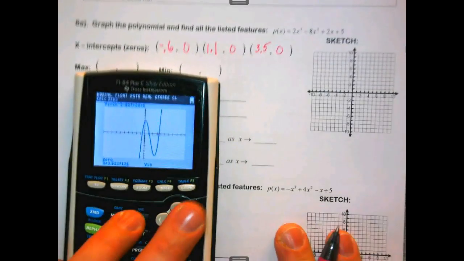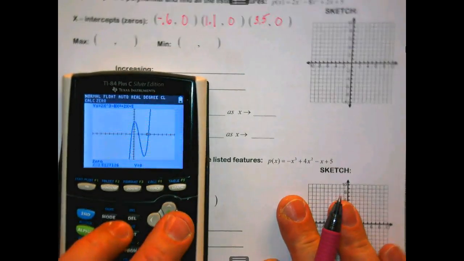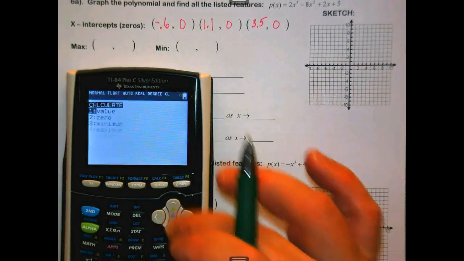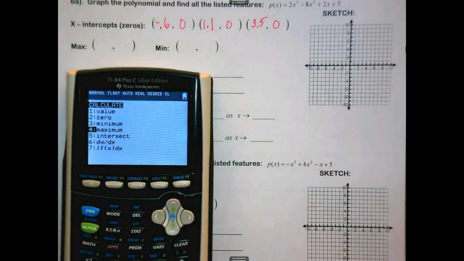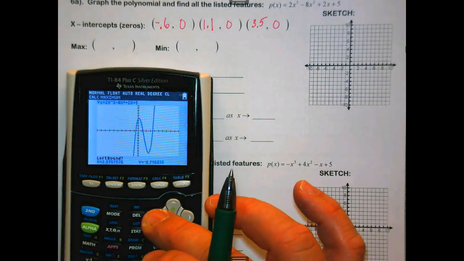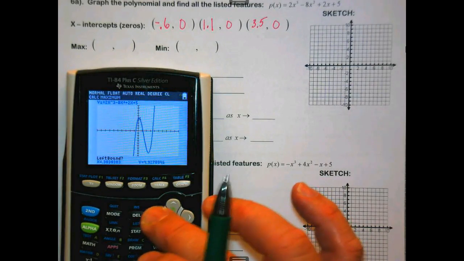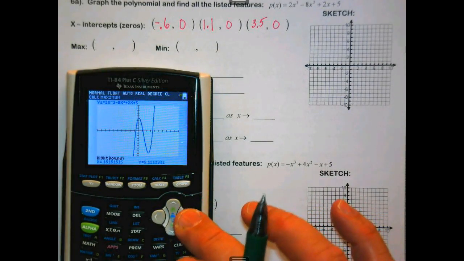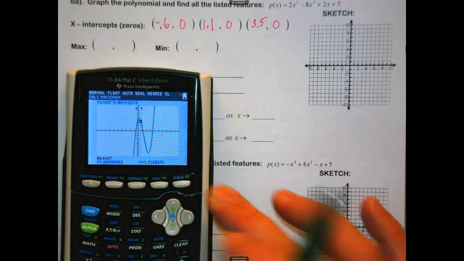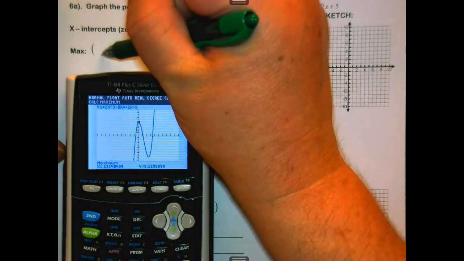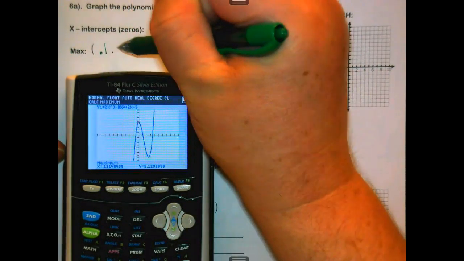Okay, next, our max and mins. So I'm going to do the max, second trace, max, enter. I know I'm going a little fast, but luckily I'll be able to put this on the Google Classroom. Left bound, enter, right bound, enter, enter, and the point is 0.1, 5.1.